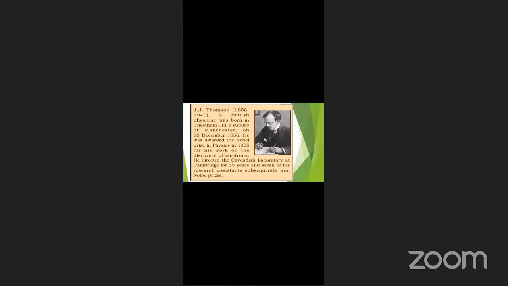Now we will firstly see the content. Firstly we will see history, then we will see aim, apparatus, theory, procedure. Then we will see calculation and result, then precautions. Now we will see some theory.